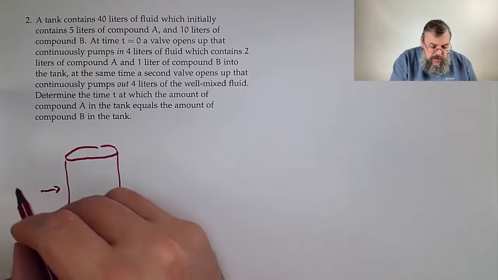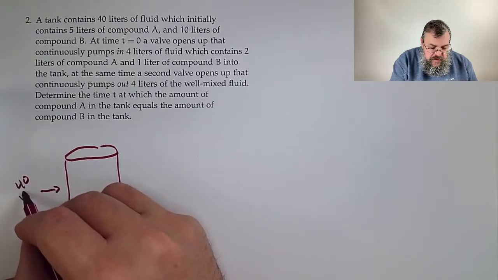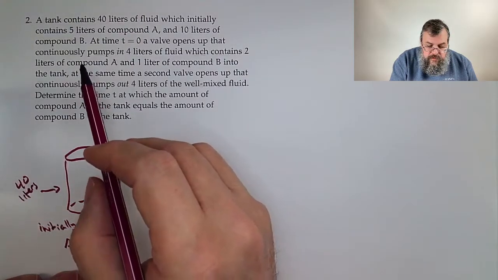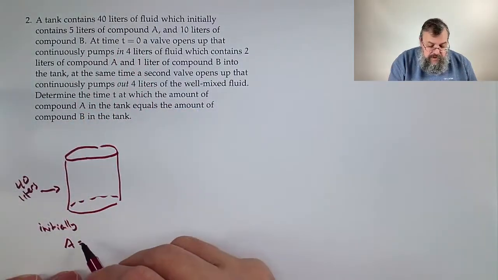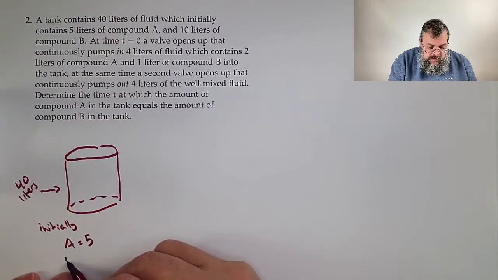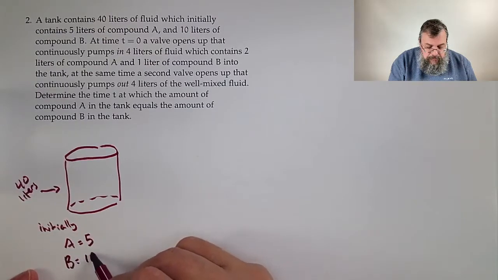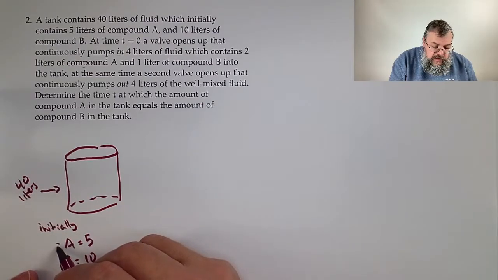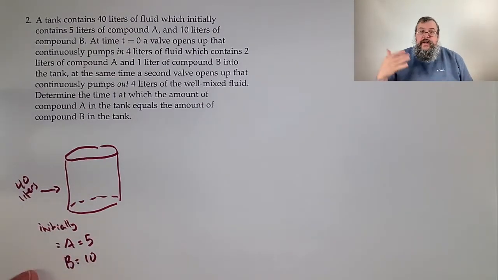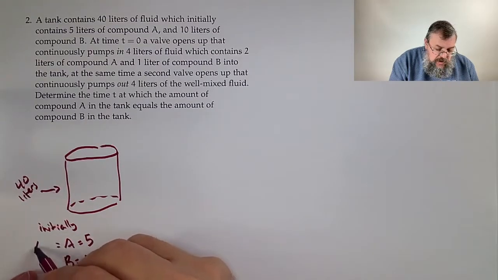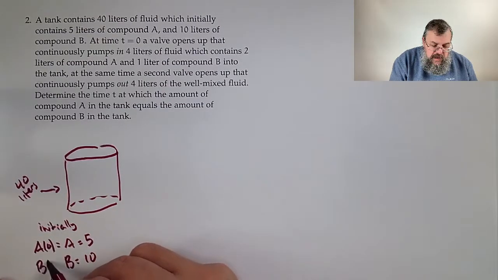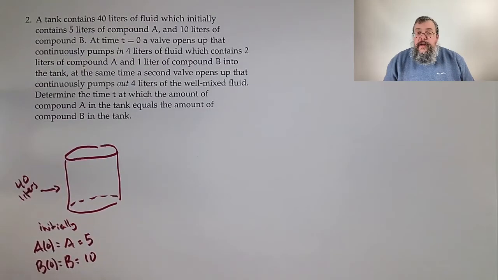All right, so we have our tank, and so we know initially it's 40 liters, and initially, what do we have? Let's make some little notes here. There's 40 liters. There, A is equal to 5. There's 5 liters of compound A, and B is equal to 10. All right, so that's some initial information. So we really could have said, what does this mean? Well, what we're going to see is we have things which are going to vary. And so really we should say, oh, A at time 0 is equal to 5, and B at time 0 is equal to 10.